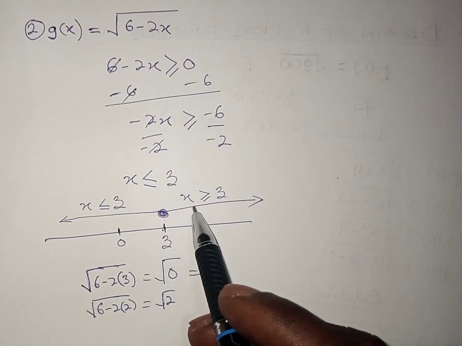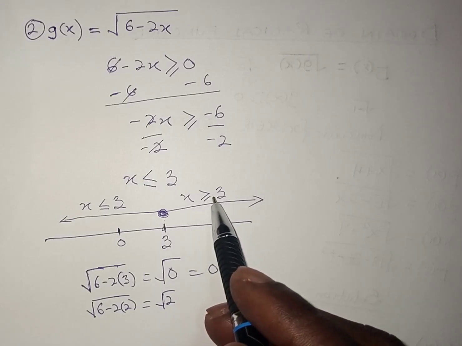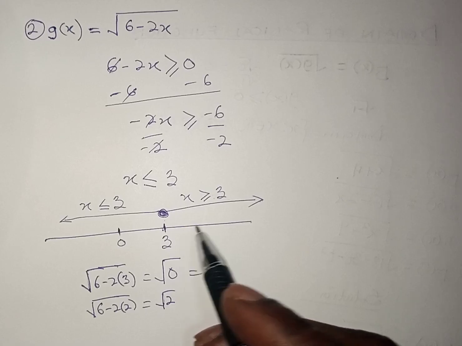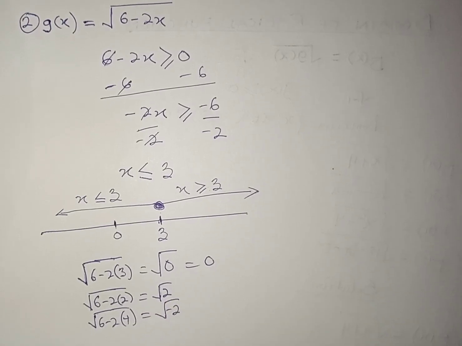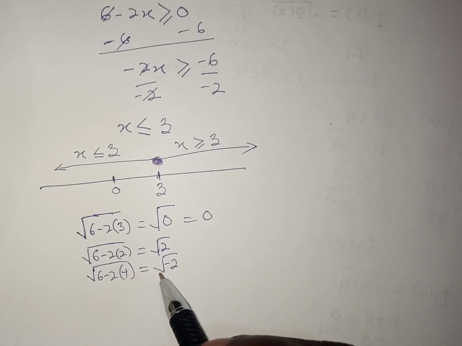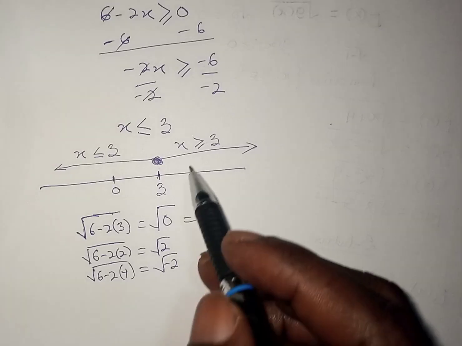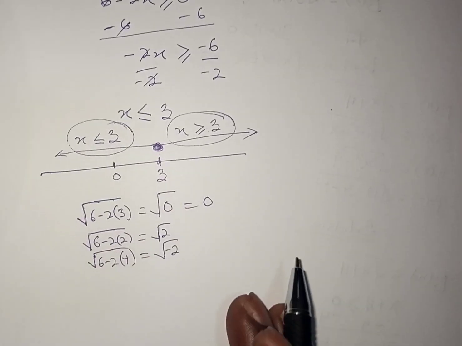Now let me pick numbers from the right direction. So if I'm picking numbers from the right direction, then I will pick a number which is greater than 3, and that will be what? I'm using 4. So if I substitute 4, I'm going to get 6 minus 2 times 4. And that gives me negative 2. And remember, we said that the moment you see a negative number inside the radical, it means the whole function will be what? Undefined. And that's not what we are talking about. For the domain, it should be defined. So it means that this portion doesn't work, but this portion worked. And that becomes our domain.